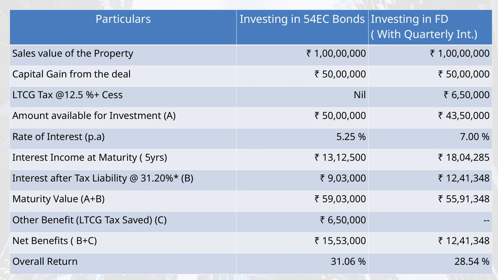Finally, if we look at the overall return on investment, the bonds provide approximately 31%, while the fixed deposit yields about 28.5%. This comparison clearly highlights how strategic investments, like 54 EC bonds, not only help save taxes, but also offer competitive returns, aligning with our overall theme of optimizing financial planning.